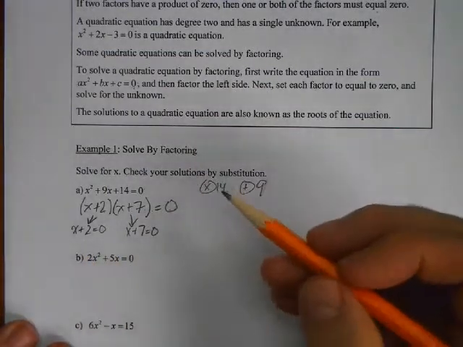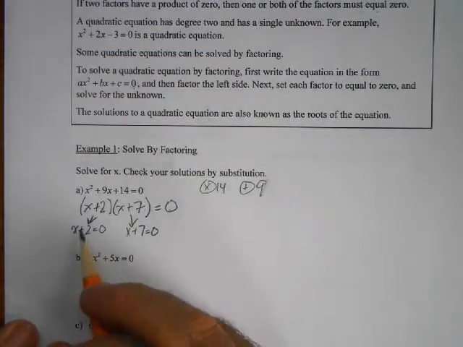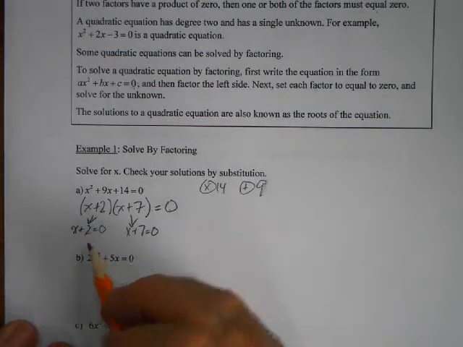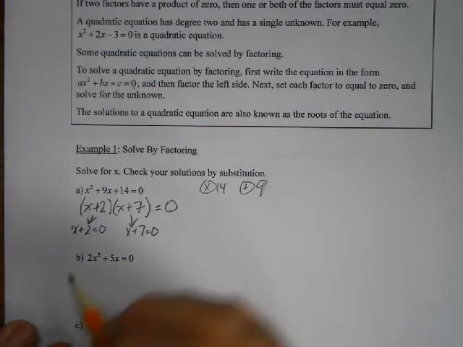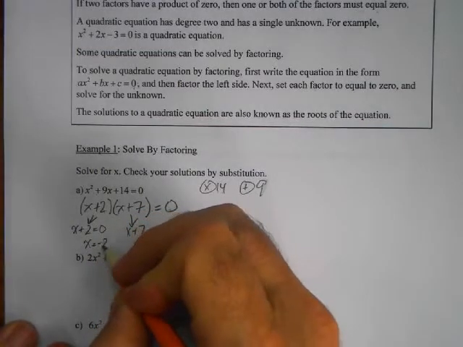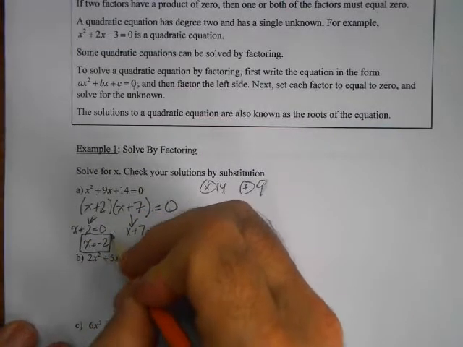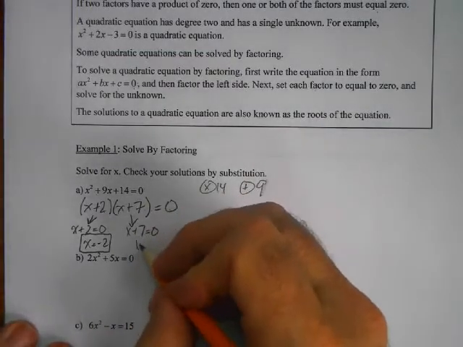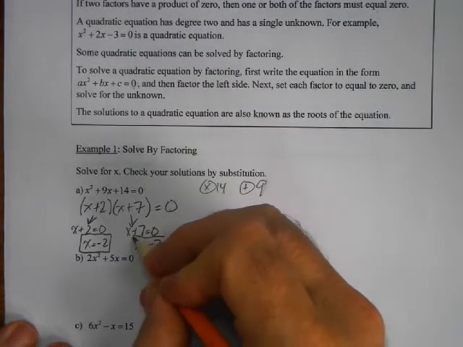So a lot of these you'll just look at and go, well, x has to be negative 2. But you can still use your rules that you use for linear equation solving. You subtract 2 from both sides, and you get x equals negative 2. That's one solution. And this one here, you'd subtract 7 from both sides, you get x equals negative 7.